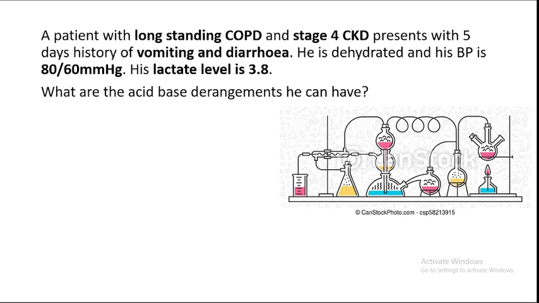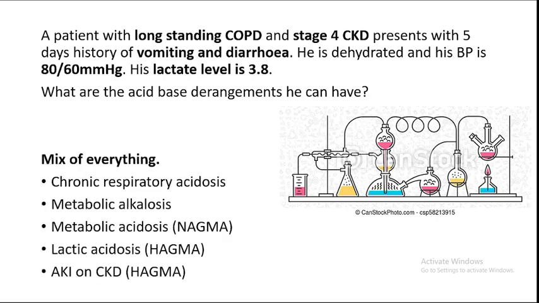He has long-standing COPD, so there is a possibility of chronic carbon dioxide retention and chronic respiratory acidosis. With stage 4 CKD, there is metabolic acidosis caused by the renal problem, and the patient has vomiting. If it's mainly gastric vomiting, there is loss of H+, so it can cause metabolic alkalosis. And the patient has diarrhea also, so there is loss of bicarbonate, which can cause normal anion gap metabolic acidosis. And the patient's blood pressure is low, perfusion is low, lactate is high, so that can cause high anion gap metabolic acidosis. So patients can have a mix of everything.